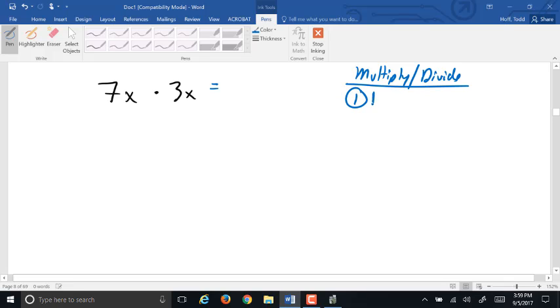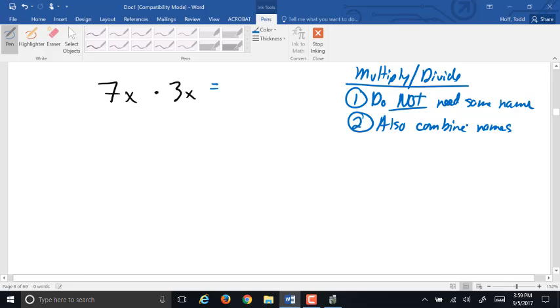first thing is we do not need the same name. So even though these two do have the same name, they're both x's, they wouldn't have to. And we still combine the counts, but when we multiply or divide, we also combine the names. So to do this, it's going to be 7 times 3 is 21. But we also combine the names. X times x is x squared.